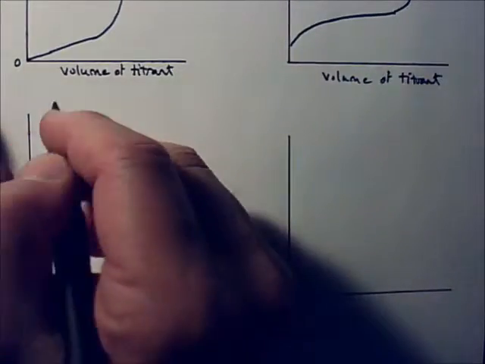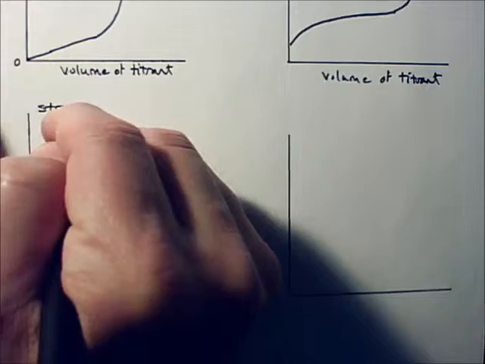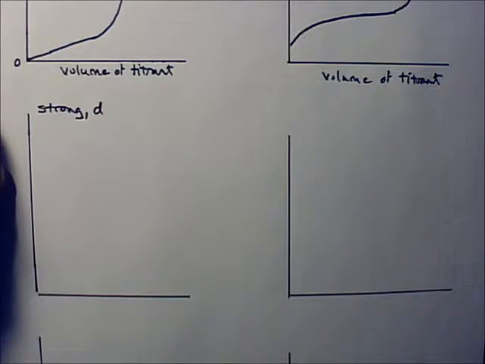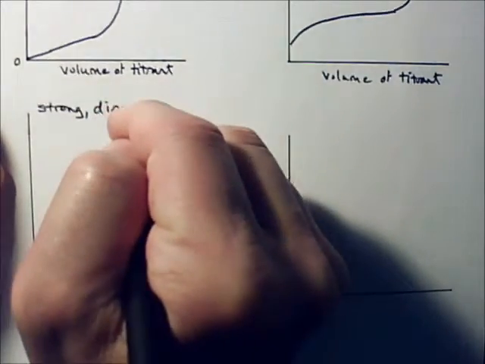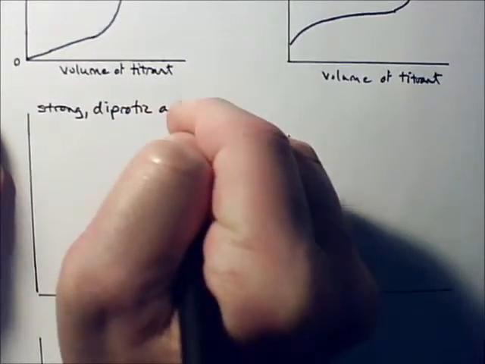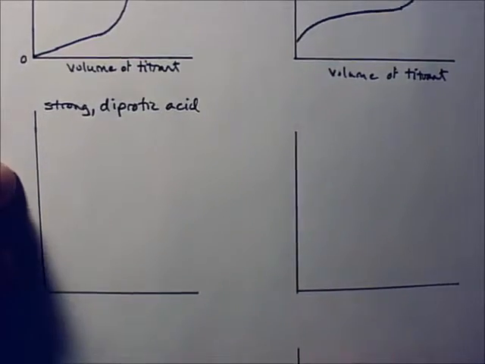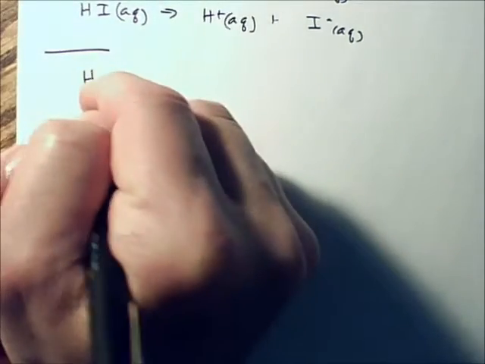Now, a strong diprotic acid, and what does diprotic mean? You've got two hydrogens that come off, all right? Sulfuric acid is an example of a strong diprotic acid.